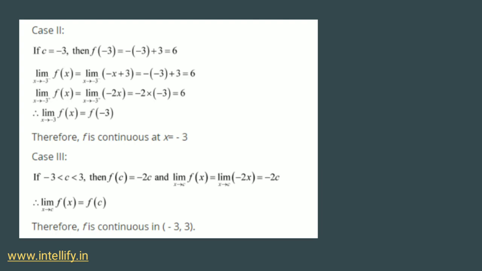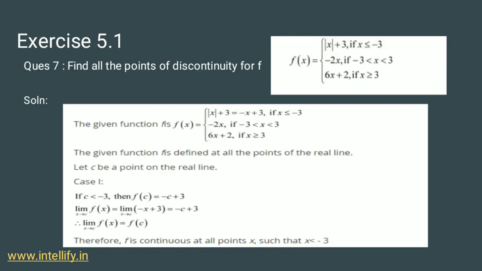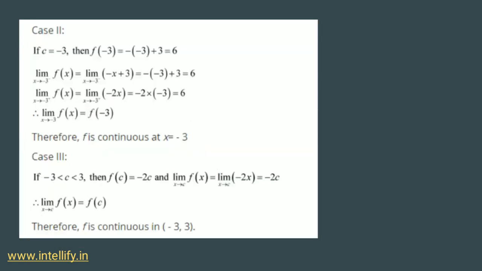And the right hand limit is equal to limit x tending to minus 3 plus of f(x), which is equal to limit x tending to minus 3 plus of minus 2x. Here minus 2x has come because as we can see, f(x) is equal to minus 2x if x is slightly greater than minus 3. So for the right hand limit, x is tending to minus 3 plus, which is slightly greater than minus 3. Therefore we have put minus 2x. Now passing the limit, minus 2 into minus 3, which is equal to 6. Therefore the limit is equal to the value of the function. Therefore f is continuous at x equal to minus 3.